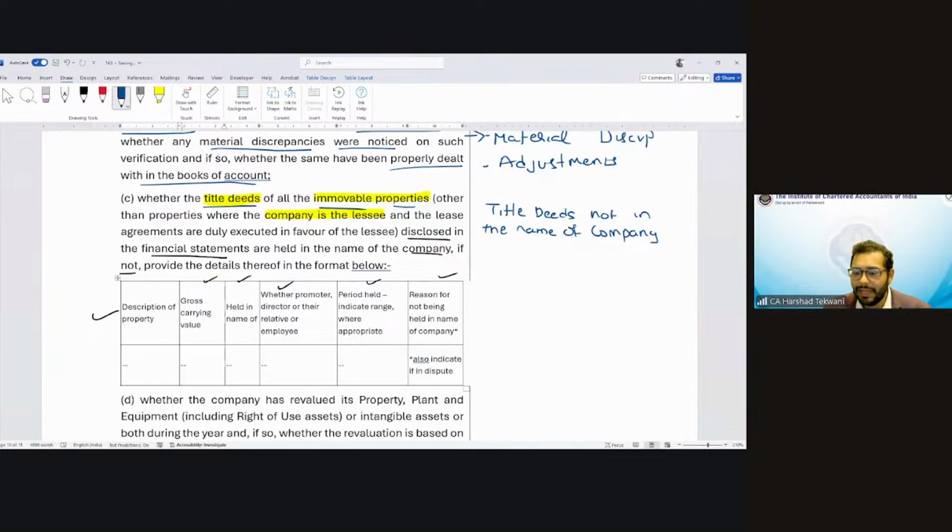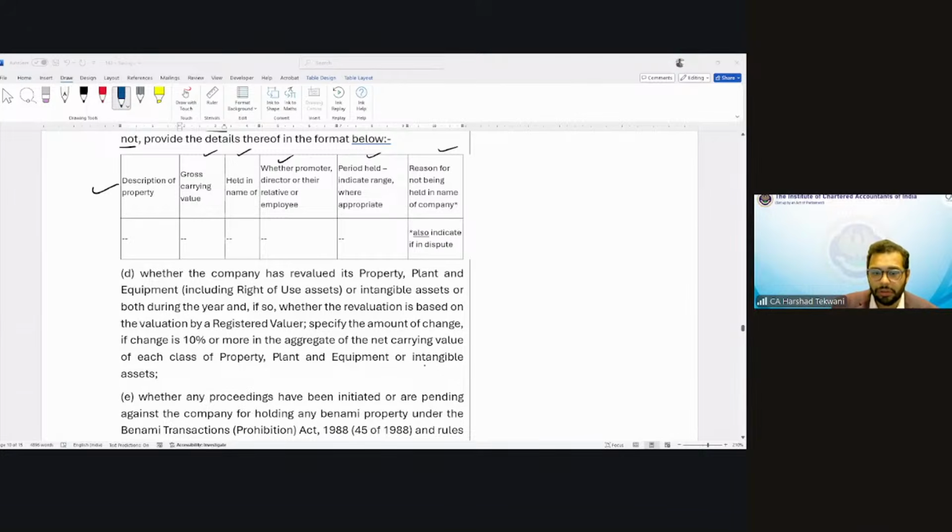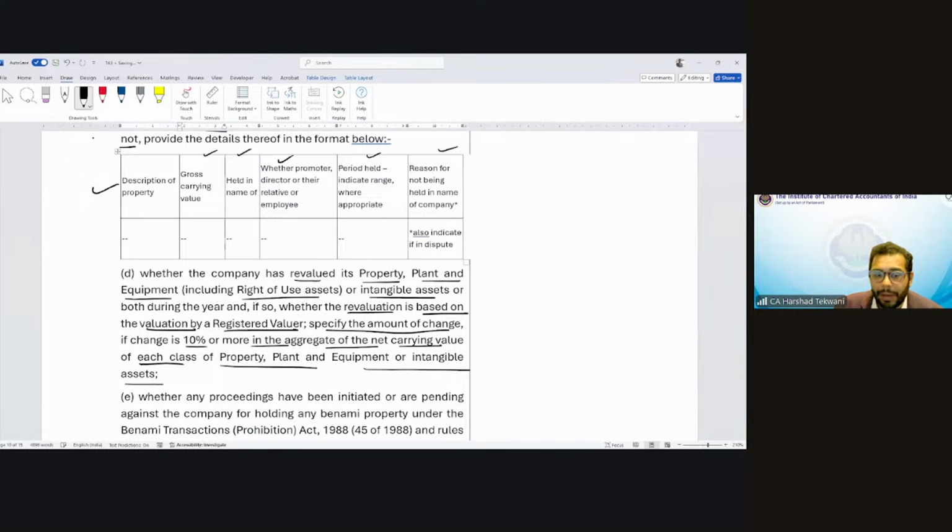Once we are done with the title deeds which are not in the name of the company, the next thing that we need to specify in the CARO is the revaluation of the property, plant, and equipment, including right of use assets, which are part of your finance lease, or intangibles. If there is a revaluation, then what is the revaluation basis? Whether the revaluation is done by a registered valuer, you need to specify that and provide that information. Number two, you need to specify the amount of change, if it is 10% or more of the aggregate net carrying value of each class of plant, property, and equipment.